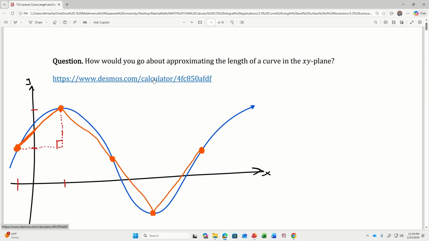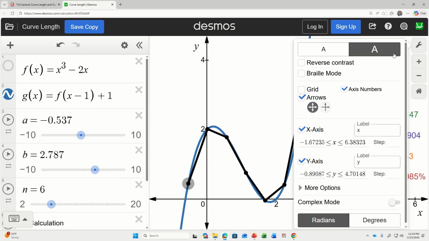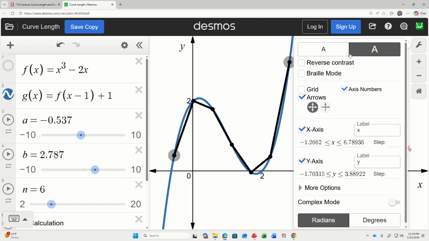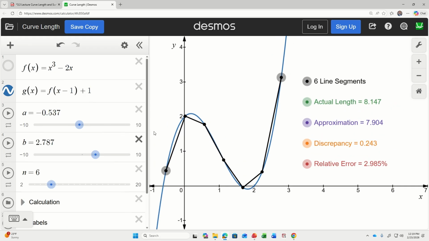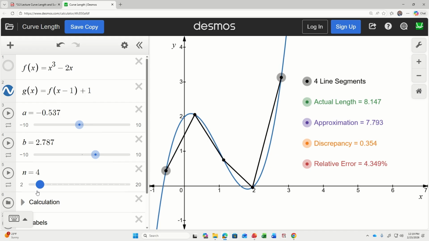So I think that's what I've got if we follow this link here. What you see is what it would look like to take the length of this blue curve from one end to another if you have only 3 line segments, 4, 5, and in green I've got the actual length, which is 8.147, and right now this approximation is 4% off, which I feel like is really good, you know, for such a crude approximation. 4% is not that bad.